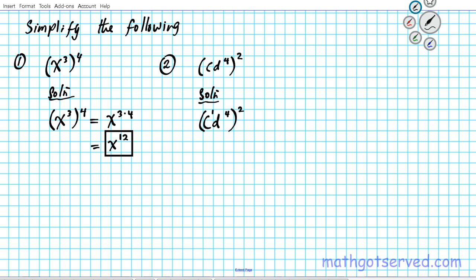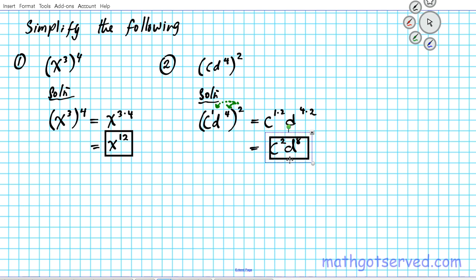If we're using the power of product of powers property here, what we're going to do is simply distribute this power to the powers in the parentheses. So this 2 gets multiplied by that 1, and then this 2 gets multiplied by that 4. So this becomes c raised to the 1 times 2, d raised to the 4 times 2. If you work that out, you will end up with c raised to the 2nd power, d raised to the 8th power, as the answer to question number 2.